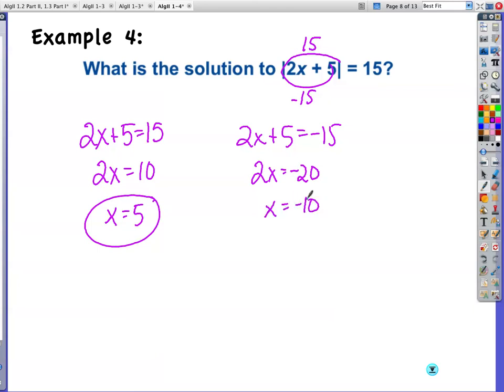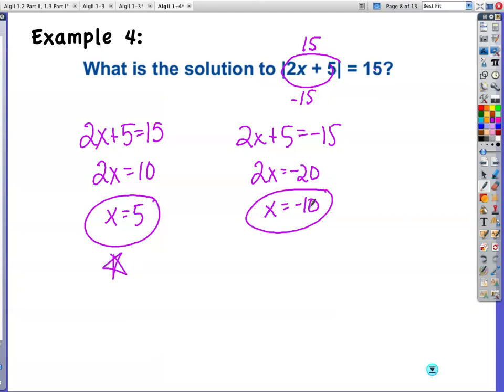If you need help explaining these steps, you're going to have to jump in before or after school, because that means you need a whole other level of solving equation help. All right, let's just double check, make sure it works. 5. 5 times 2 is 10. 10 plus 5 is 15. The absolute value of 15 is 15.